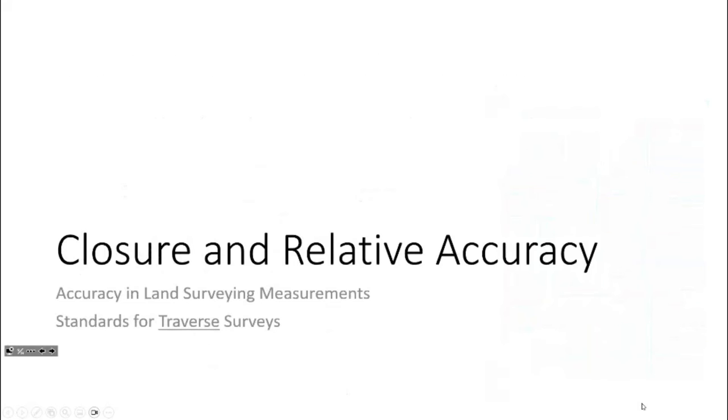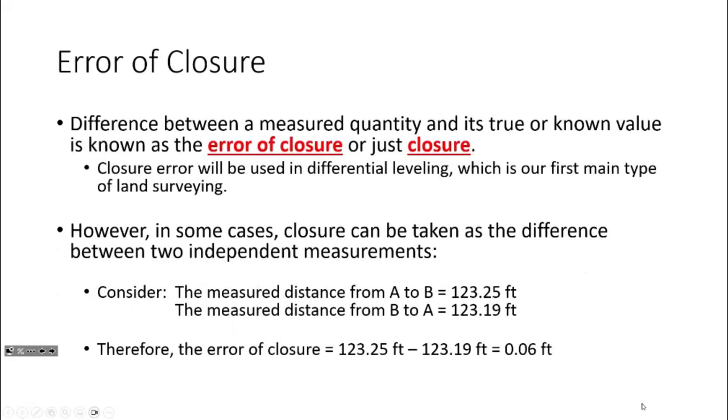All right. So what I'm going to do now is I want to talk about relative accuracy, and I'm going to throw a term at you that we're going to start seeing a good bit throughout the semester, and it's this term closure. We use closure as well as our collected data to characterize the quality of a land survey, and I'll show you what I mean by that. But to begin, let me talk about closure.